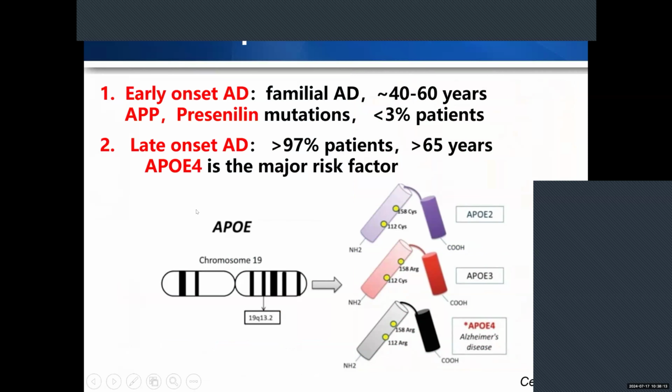The first study we did is about ApoE. For Alzheimer's disease, there are two types of AD. One is called early onset AD, which we also call familial AD. The onset age is about 40 to 60, mostly related to APP and presenilin mutation, but only 3% of patients belong to this group. About 97% of patients belong to another group, called late onset AD.